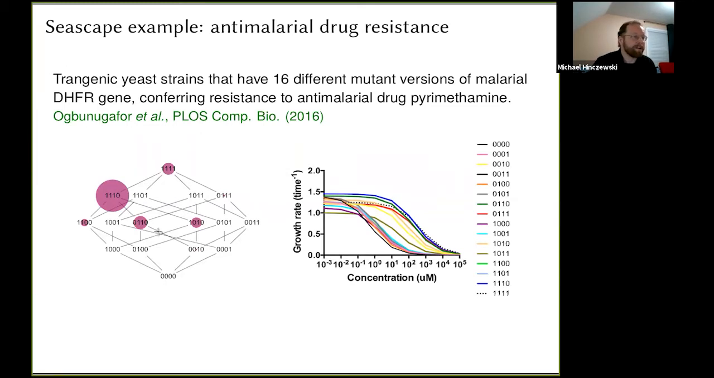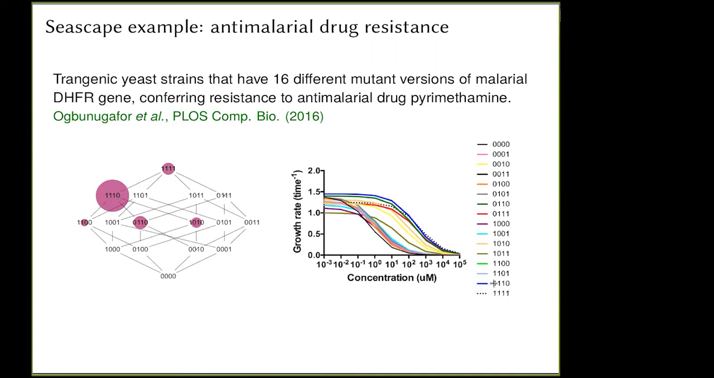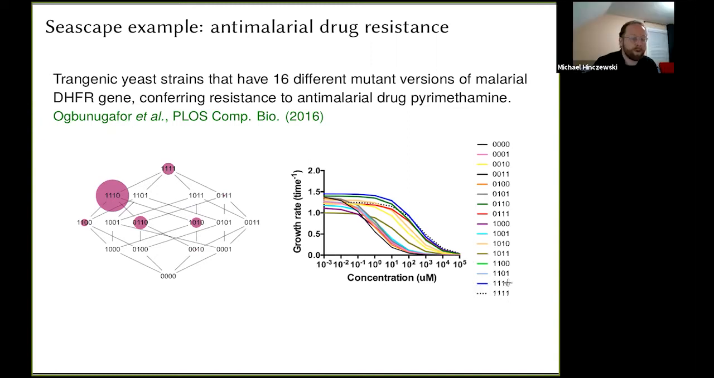And they look at all 16 different types of this gene, and they study in this transgenic yeast system what the growth rate is as a function of drug concentration. So this is the growth rate versus drug concentration for each of these different types. You can see, for example, that the type labeled 1110 has the largest growth rate, so it would dominate the population at low concentrations of drug, but it changes, right? There's some complicated interplay where the rank ordering of which is the best and which is the worst changes as a function of drug. And this is an example of what I would call seascape data for this evolutionary system.